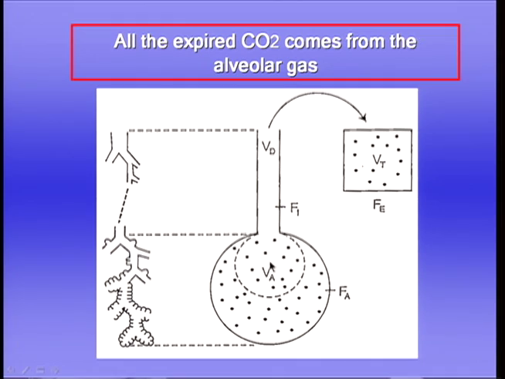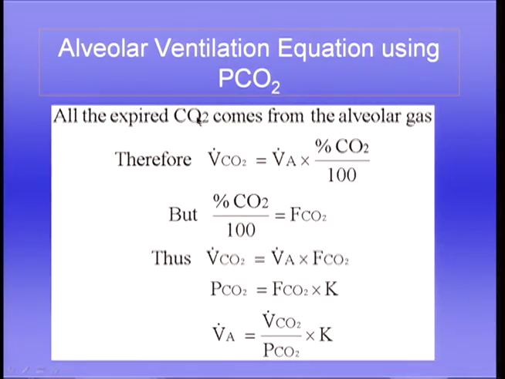And that allows us to set up an equation, again, tighten your seatbelt a bit. What we're saying is all the expired CO2 comes from the alveolar gas. So the volume of CO2 per minute exhaled, V dot CO2, volume per unit time, is equal to the alveolar ventilation times the percentage concentration of CO2 in the expired gas. In other words, if you've got 5% CO2, only 5% of the molecules are CO2 coming from the alveolar gas.